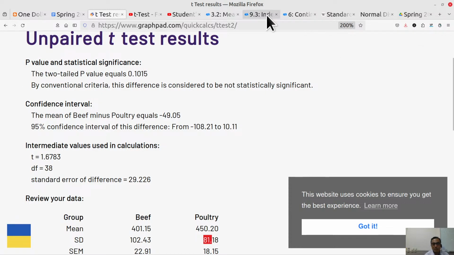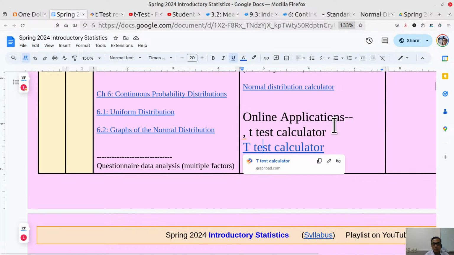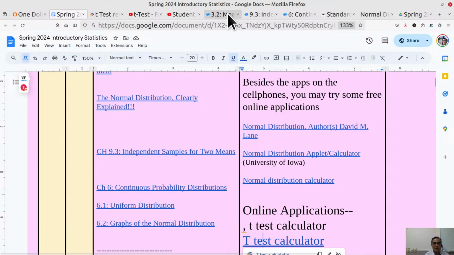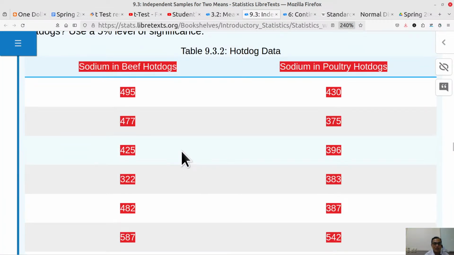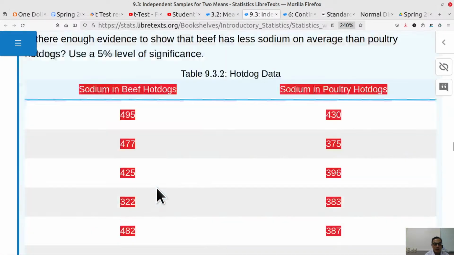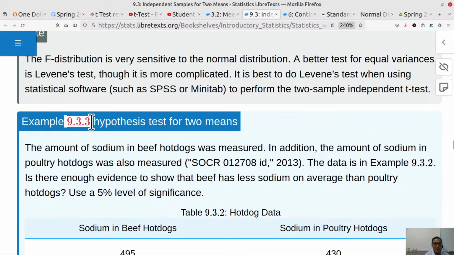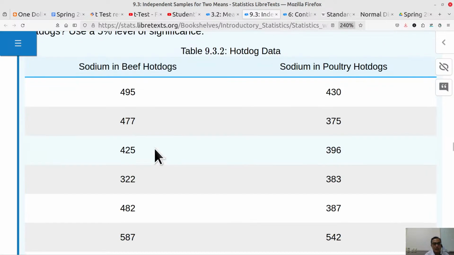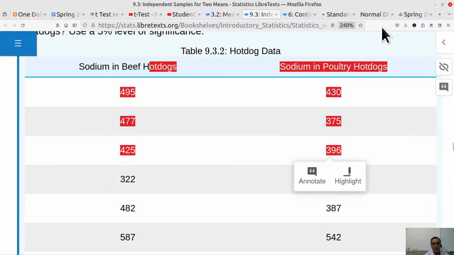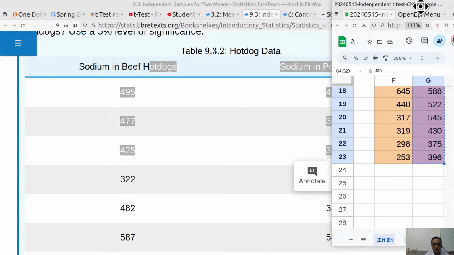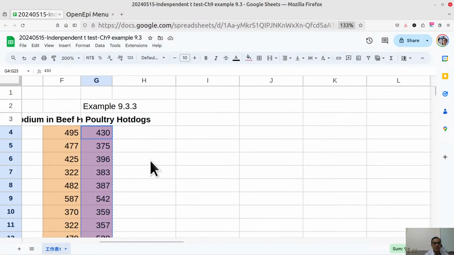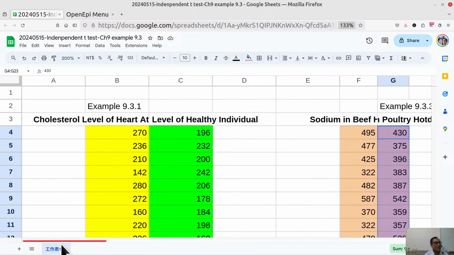Again, you can go to my website, or you can go to the example 9 here, the textbook 9.3.3. You can copy and paste the information to your Google spreadsheet. This time you don't need to calculate the mean and standard deviation by yourself. You can use the website application.